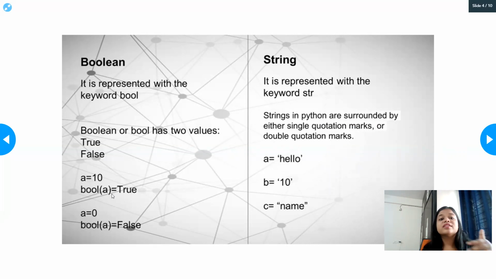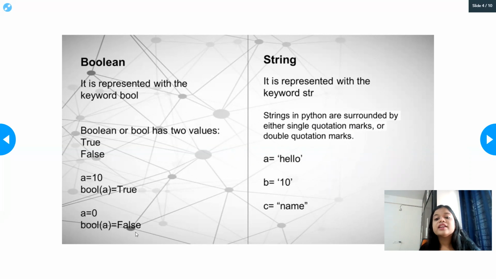Now why? Because any non-zero value will give me a value of true, whereas any value which contains zero is going to give me a boolean value of false. So any non-zero value is going to give me true, and zero values are going to evaluate to false in boolean. So boolean has only two values, that is true and false.